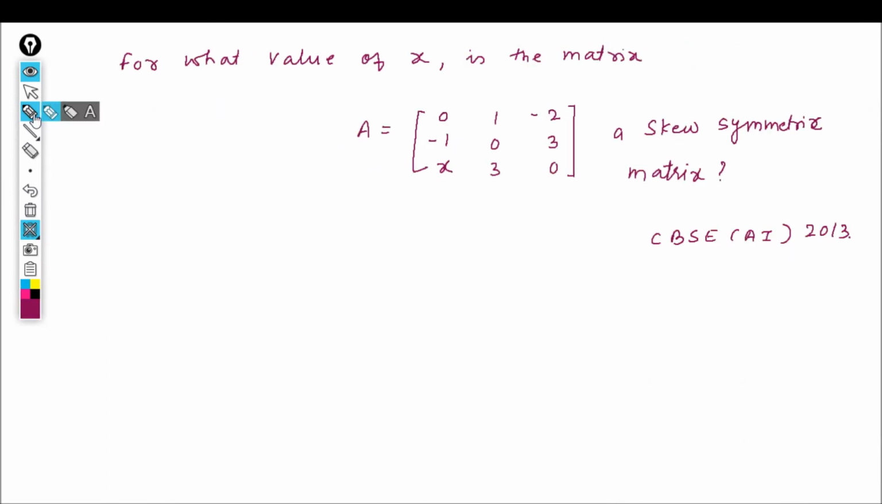So let us solve one more important question. देखिए बच्चों, what is our question here? For what value of x is the matrix A a skew symmetric matrix? So that means we have been given A is equal to minus A dash, means A is equal to negative of the transpose of this matrix, we can say that. This is the equation. So let us calculate the transpose right here.